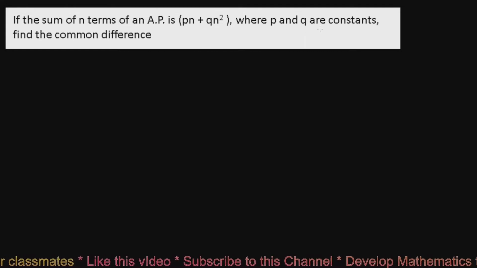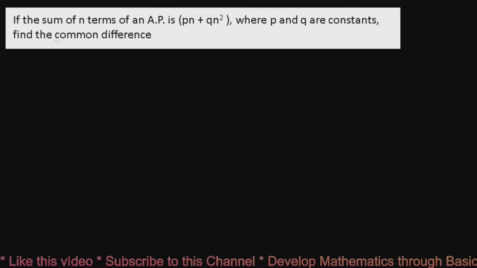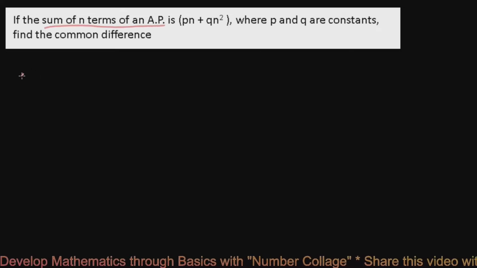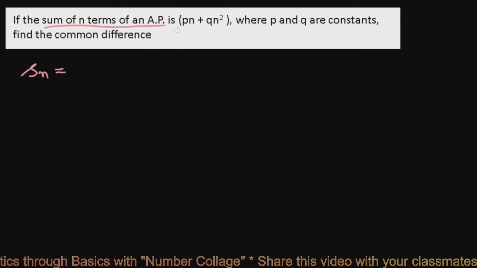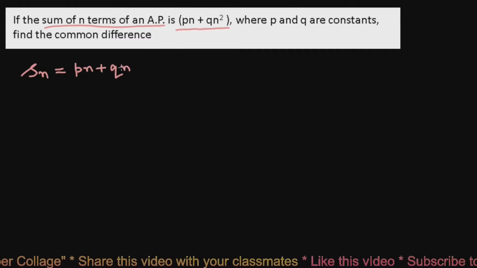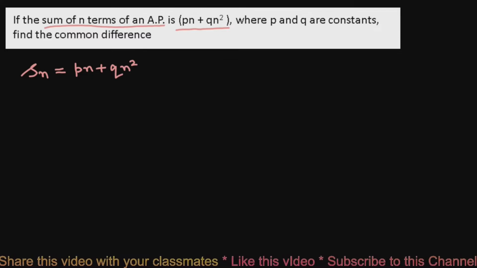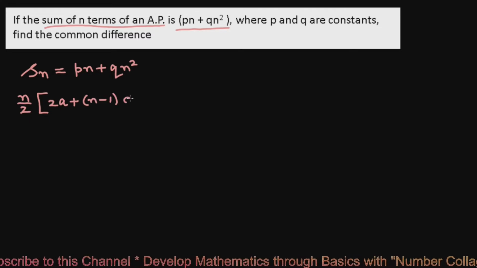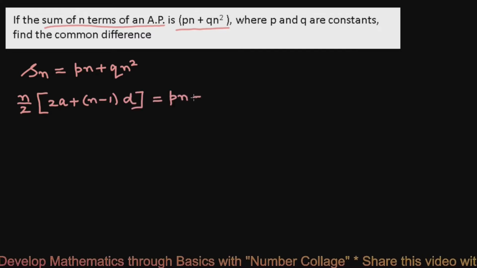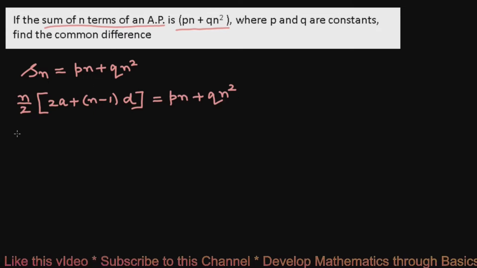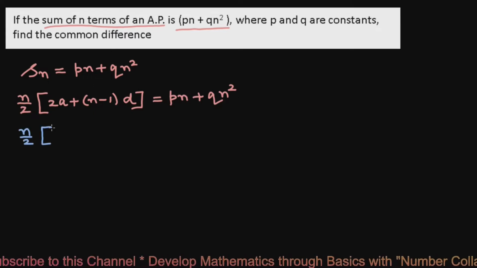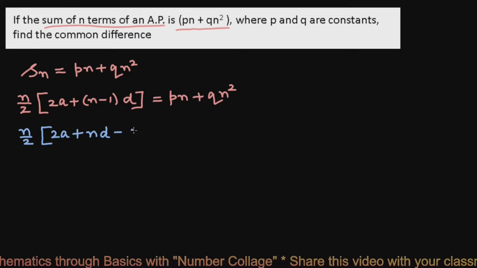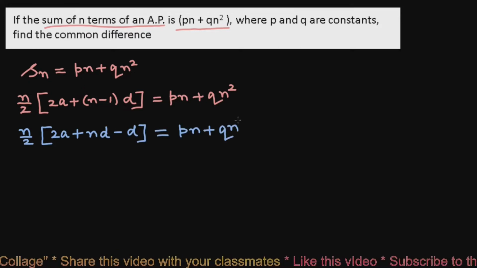Next problem is, if the sum of n terms of an AP is Pn plus Qn square, where P and Q are constants, we have to find the common difference d. The sum of n terms of the AP will be Sn equals Pn plus Qn square. Now Sn, as we know, is n by 2 into (2a plus (n minus 1) into d), which equals Pn plus Qn square. This will be n by 2 into (2a plus nd minus d). That will be Pn plus Qn square.